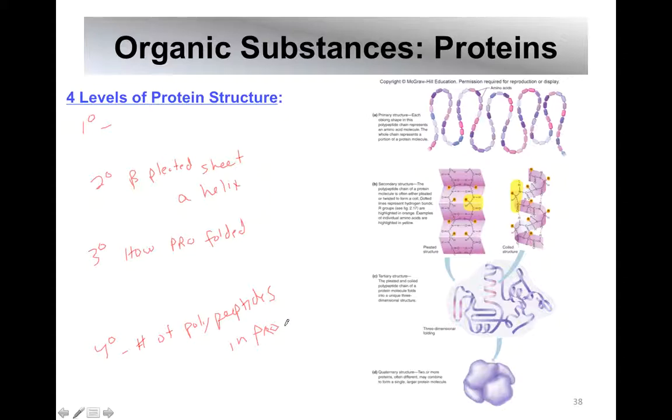So primary is just the sequence of amino acids. So amino acid 1, then amino acid 2, bonded together with those peptide bonds, and so on and so forth.